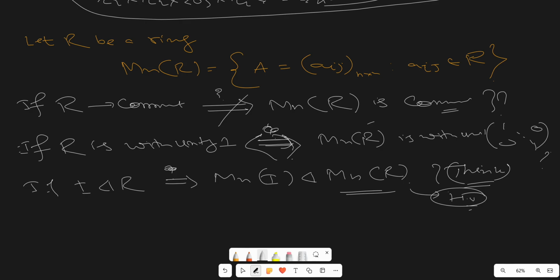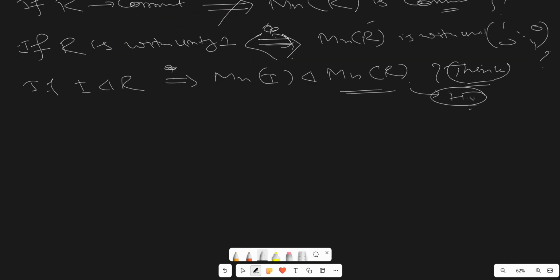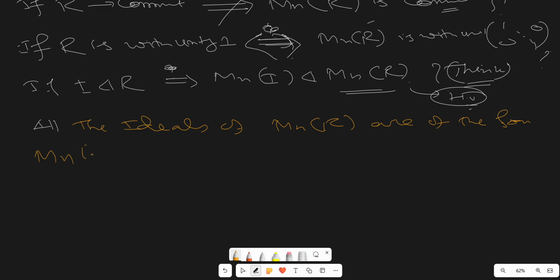And in fact, you will show that all the ideals of Mn(R) are of the form Mn(I), where I is an ideal of R. All the ideals of Mn(R) are of the form Mn(I), where I is an ideal of R. What do you think about that? Yes, this is true. But how do we show that?